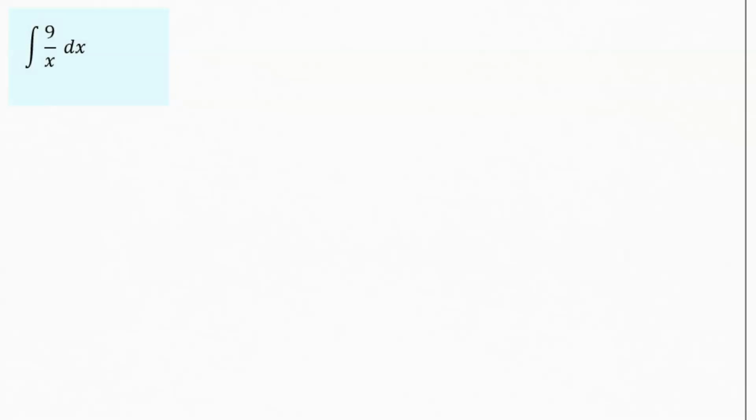What you have here is an indefinite integral. You know it's an indefinite integral because you will have an integral symbol without any bounds on it. You don't have any numbers at the top or the bottom. So this is the indefinite integral of 9 over x dx.